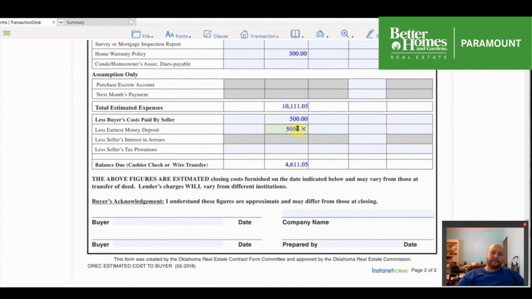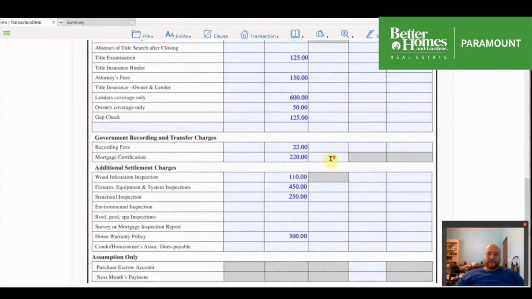Now let's say they negotiate. The seller paid $5,000 of their closing cost. That drops it down to $4,611.05, if they negotiate the seller paying $5,000 of their closing costs.